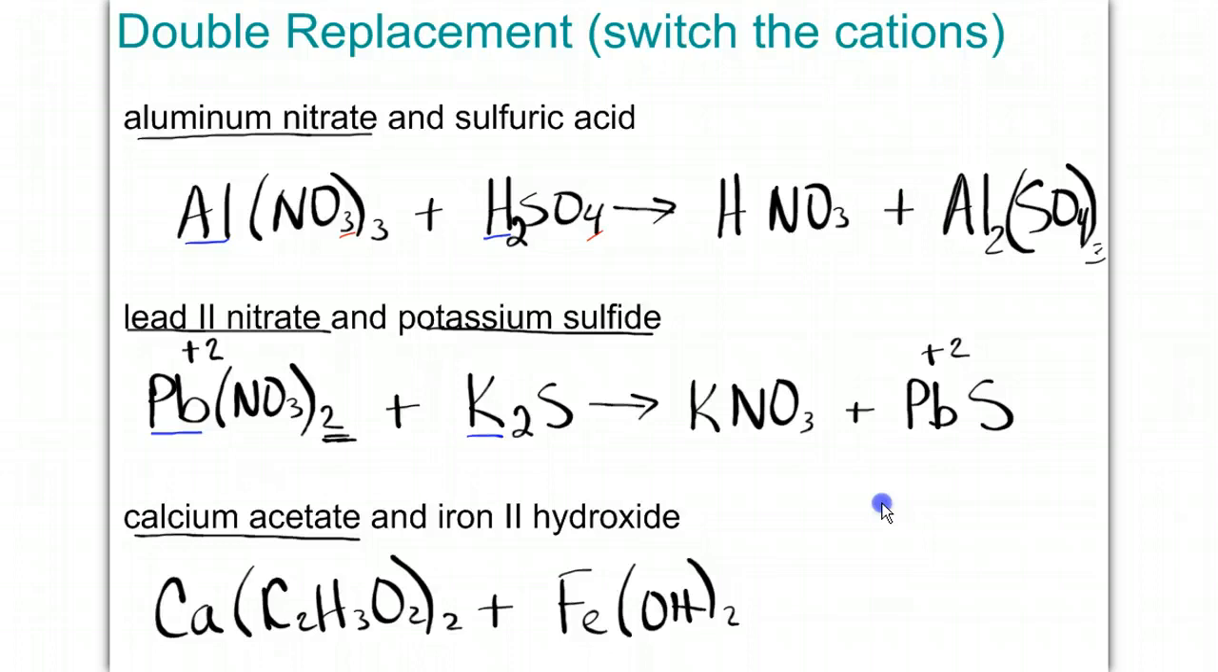So now let me balance my charges. Potassium is +1, nitrate is -1, they cancel. Lead is +2, sulfide is -2, those also cancel, so this is my final answer. Potassium nitrate and lead 2 sulfide are my products for this reaction.